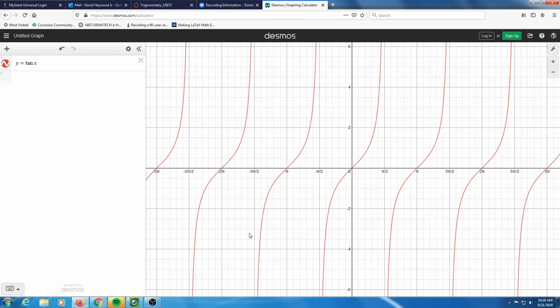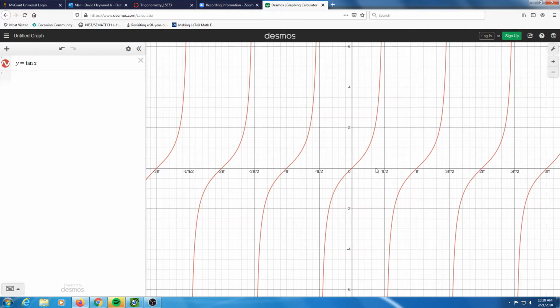Another thing to point out about this function is that one complete copy of the function takes place between, for example, negative pi over 2 and pi over 2. And that means that one period of this function is just pi over 2 minus negative pi over 2, or in other words, pi over 2 plus pi over 2, which is pi. So whereas the sine and cosine functions had periods of 2 pi units, the tangent function has a period of pi units. So its period is half that of the sine and cosine functions.